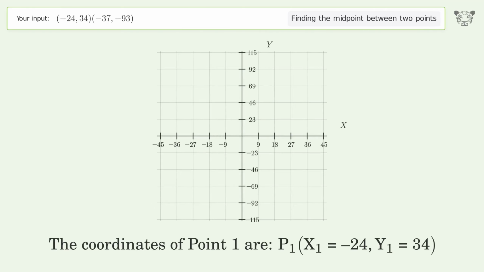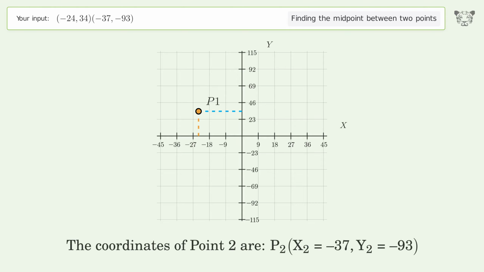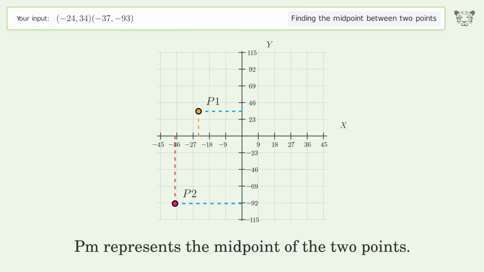The coordinates of point 1 are, x1 equals -24, y1 equals 34. The coordinates of point 2 are, x2 equals -37, y2 equals -93. PM represents the midpoint of the 2 points.